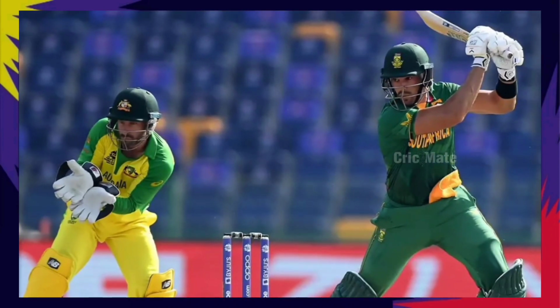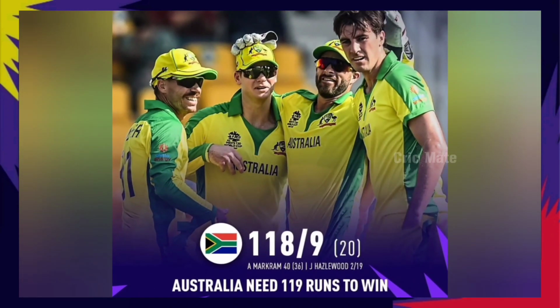With this trouble, it's Aiden Markram, their only hero, who had fought against Australian bowlers. But at the end of the innings, after 20 overs, South Africa had scored 118 for 9. The top scorer for South Africa was Aiden Markram. His 40 was the top score for South Africa. In Australia's bowling, Mitchell Starc, Josh Hazlewood and Adam Zampa had picked 2 wickets each.